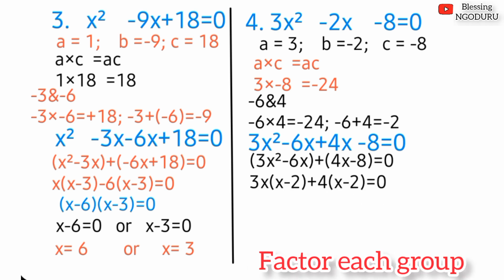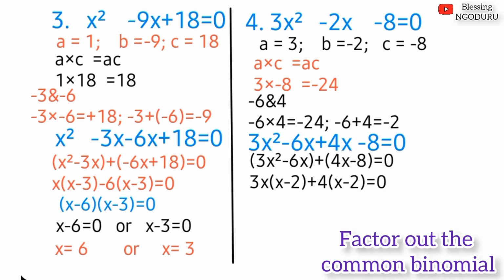Factor each group. The common factor between these two is 3x. And when we remove 3x from here, we are left with x, because 3x times x gives 3x squared. When we remove 3x from here, we are left with minus 2, because 3x times minus 2 gives minus 6x. The common factor here is 4. When we remove 4 from here, we are left with x, and then minus. When we remove 4 here, we are left with minus 2, because 4 times minus 2 gives minus 8, equal to 0. Let's factor out the common binomial. So we have 3x plus 4 and x minus 2 equal to 0.